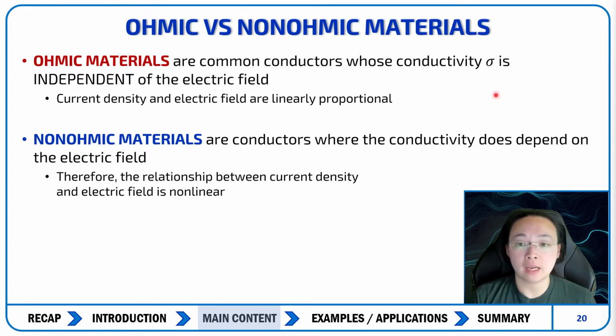When we're taking a look at non-ohmic materials, they are conductors where the conductivity does depend on the electric field, in which case the conductivity is going to decrease as well. So the relationship between current density and the electric field is categorized as nonlinear, and the equation that we presented before will not be applicable to non-ohmic materials because it doesn't follow the microscopic view of Ohm's law.